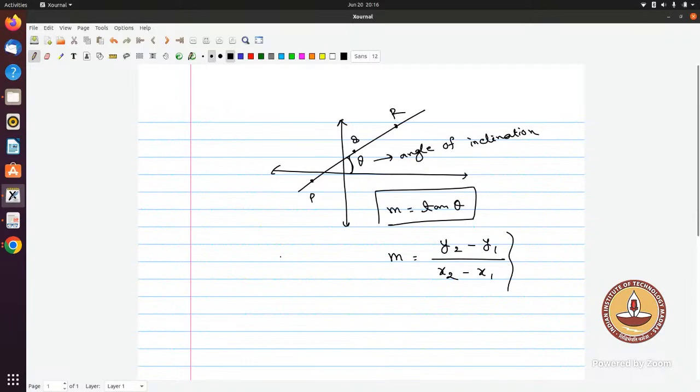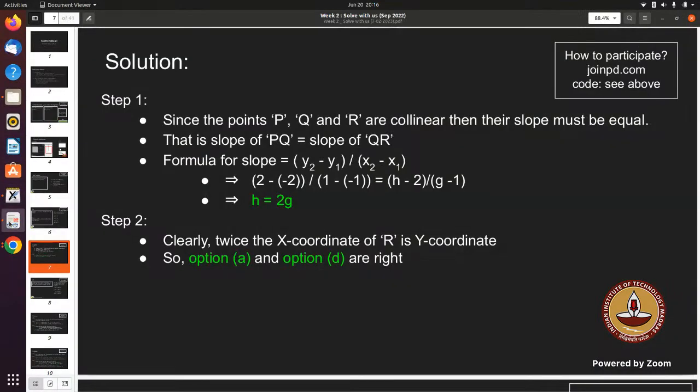Here you know the coordinates of P and Q, so you can find the slope of this straight line. That is what we are doing here. And this should be equal to the slope of QR. Now, QR is given in terms of H and G. So I get an equation in terms of H and G, and after solving this equation, I am getting H equal to 2G. Sir, among these four, if the two slopes are equal, doesn't that mean that those lines are parallel?